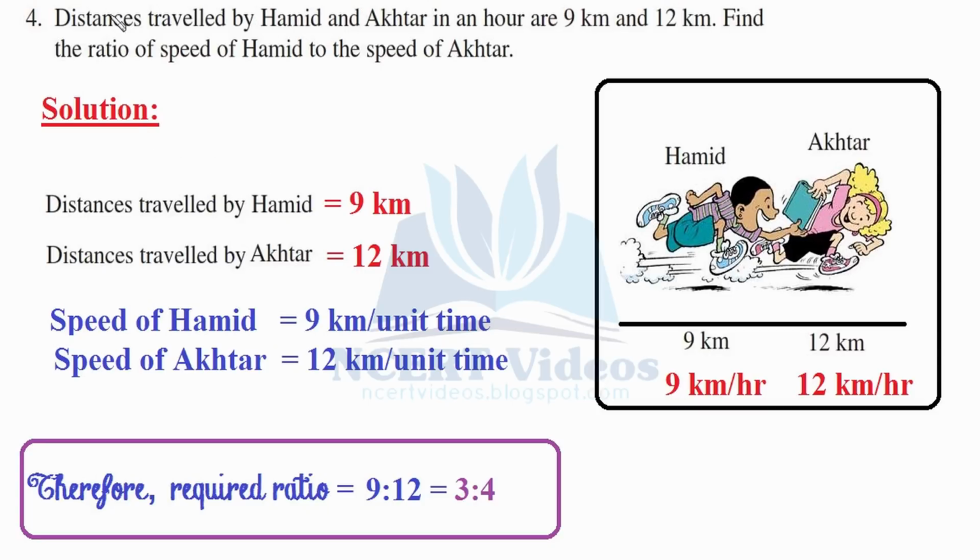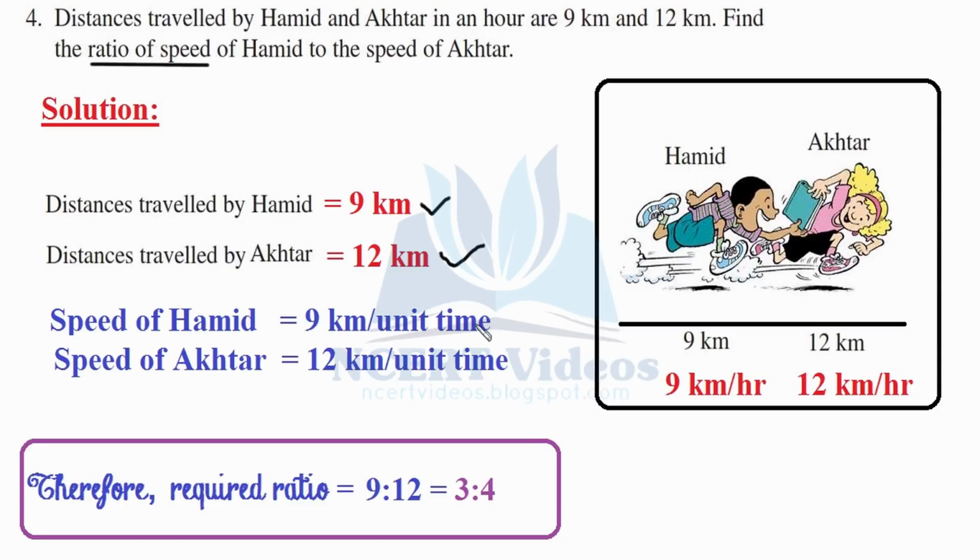Now let's go further. Find the ratio of the speed of Hamid to the speed of Akhtar. We are not given the speeds, we are given the distances. Therefore, we have written the distances of both, 9 km for Hamid and 12 km for Akhtar. But we have to take the speed into consideration. Here we have assumed an hour, but we cannot take an hour because we don't know for how long they have run. What we can do is write it in terms of unit time. Unit time can be anything: minutes, hours, or days, although they can't run for days.